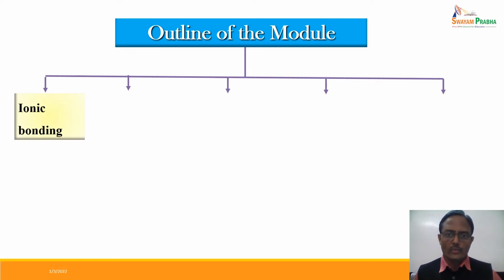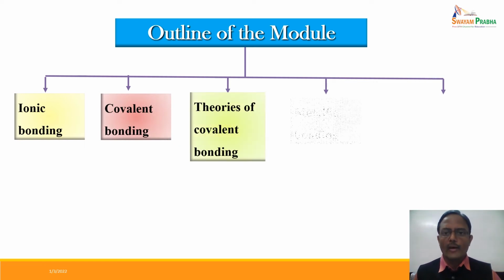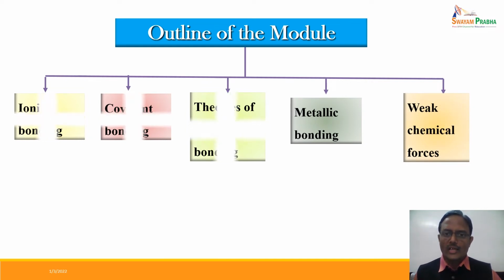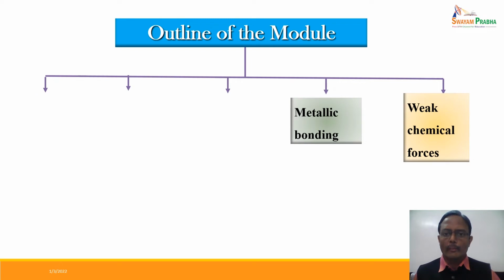The outline of this particular module is ionic bonding, this we have already discussed, covalent bonding, the theories of covalent bonding, the metallic bonding, and weak chemical forces. In today's lecture, we will be discussing about metallic bonding and weak chemical forces present between the molecules in liquid state.